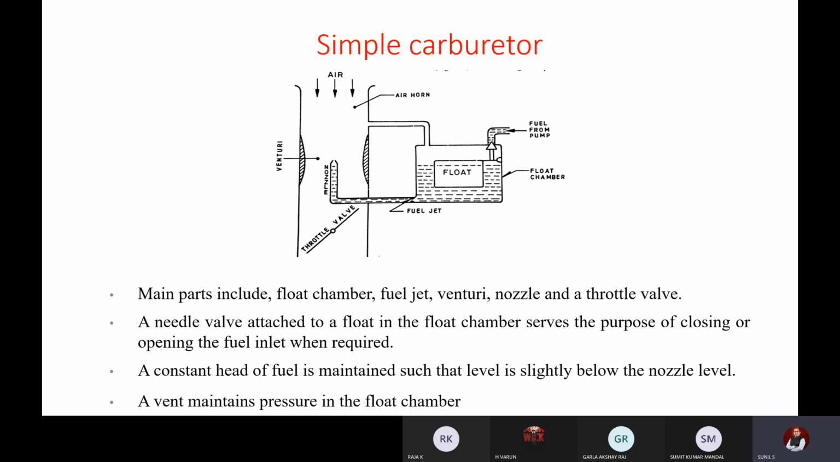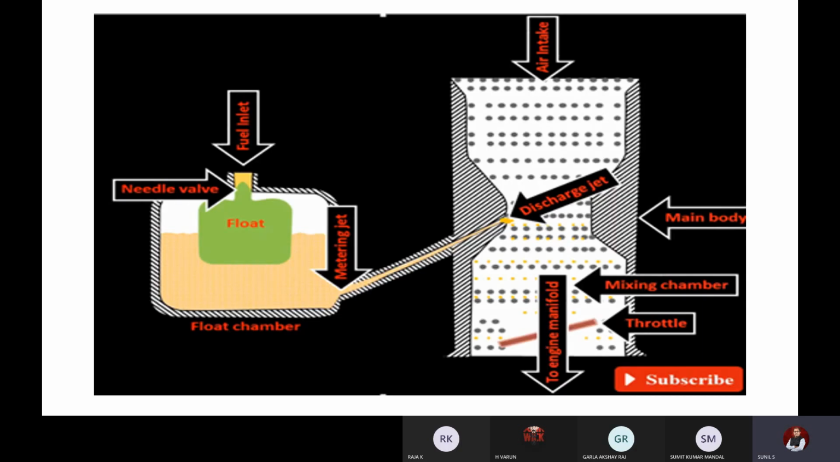This is a simple mechanism so that at the entry of the engine, an air and fuel mixture will be available. The key component here is the Venturi effect that is created. The main parts of this simple carburetor include the float chamber, fuel jet, Venturi, nozzle, and throttle valve, and a needle valve. The same explanation I have given, you can see here.